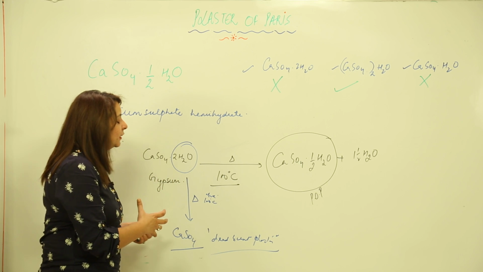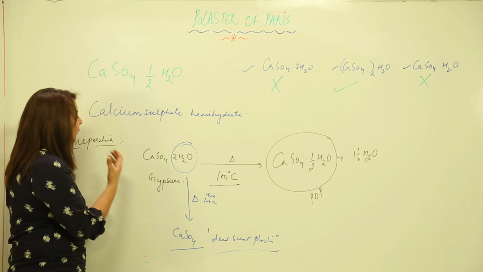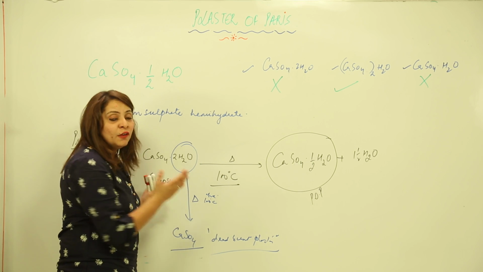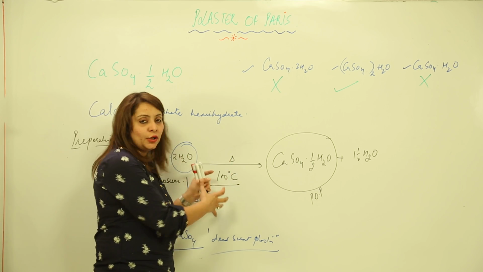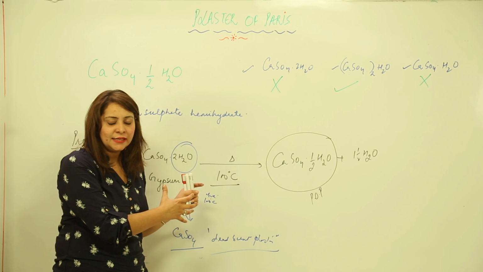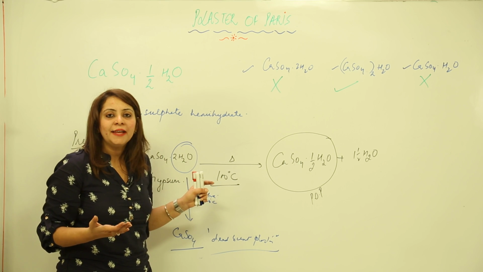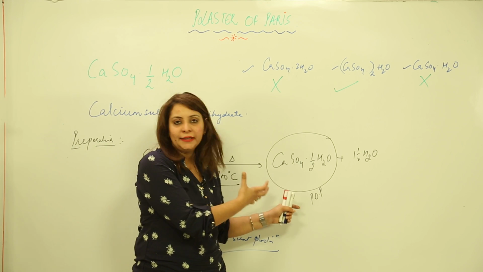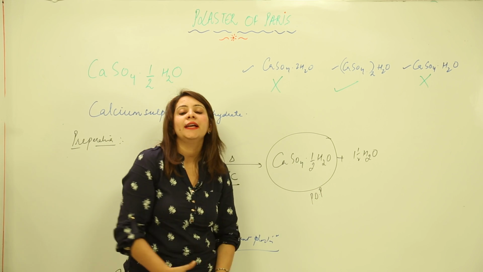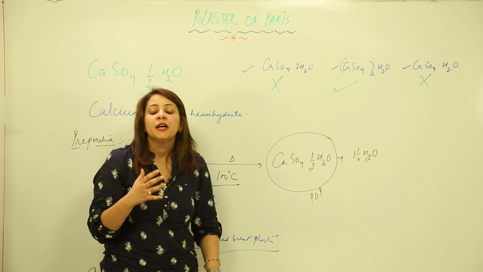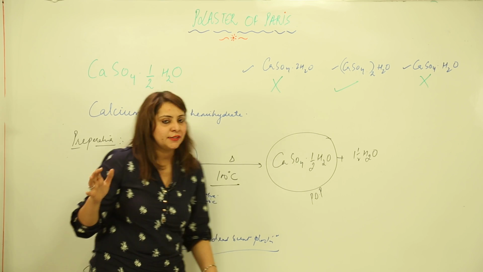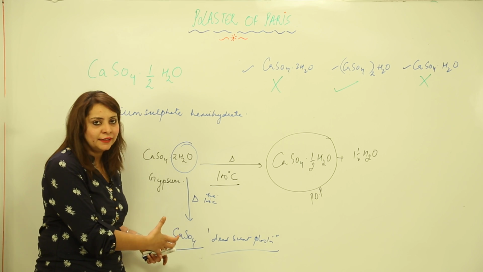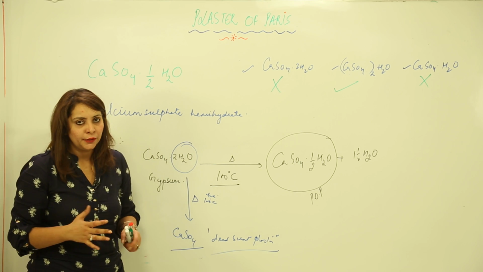So this is how we are preparing the POP. Again, just look at the board. We are heating the gypsum. When we are heating, we have to keep a check on the temperature. It should not exceed 100 degrees Celsius, or in terms of Kelvin, it should not exceed 373 Kelvin. As a result, we'll get POP, and along with that the 1.5 water of crystallization will evaporate, right? And if the temperature is above that, we get dead burnt plaster, right? So this is the POP.